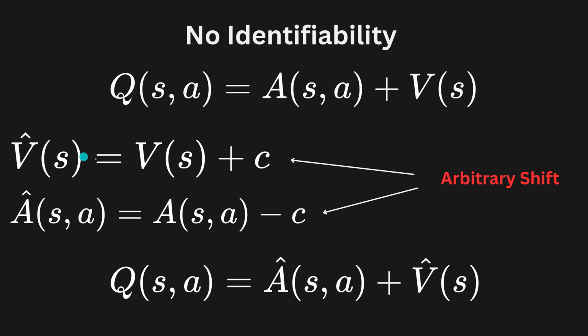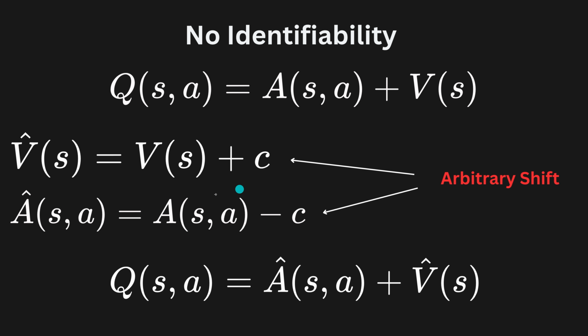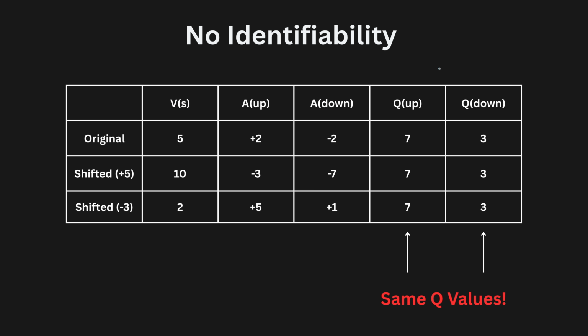We can see we have completely different advantages and values, right? So this advantage and value, and then my A hat and V hat, which is just a shifted version, they both will give me the same Q. Because if I do V hat plus A hat, that's going to be V plus C plus A minus C. The C's will cancel, and I'm just left with V plus A, which is again Q. So this is the non-identifiability issue of what we just talked about. There are multiple ways of getting the same Q values from our advantages and values.